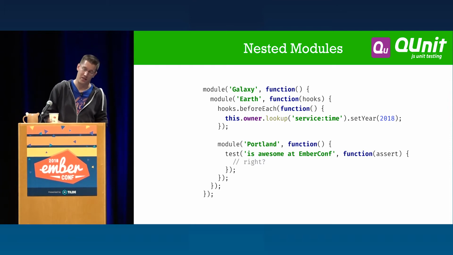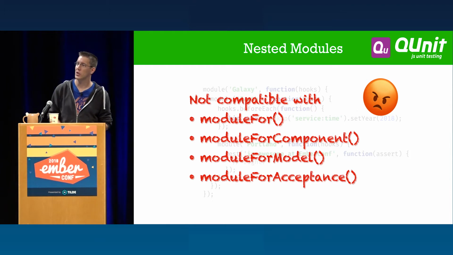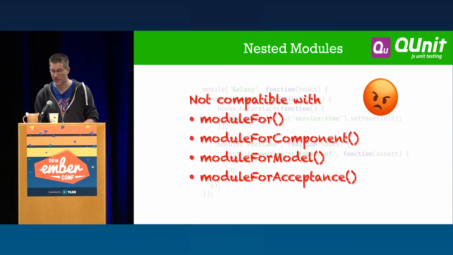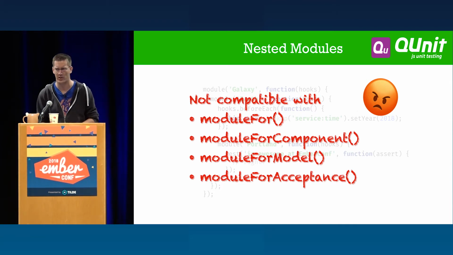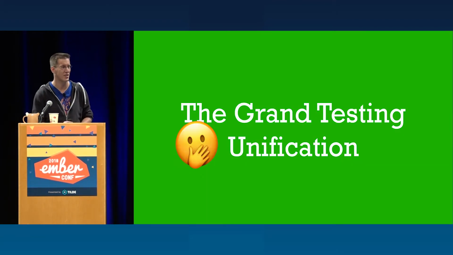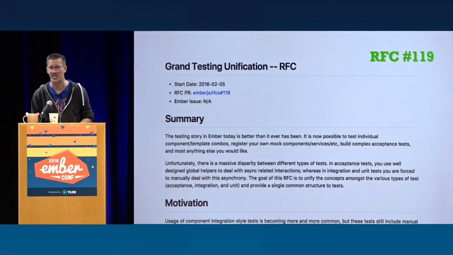There is another caveat, though. This does not work with our current APIs. So we usually use module for component, module for model, module for acceptance in Ember tests, but those don't allow us to nest that, which I'm not a fan of. So we took a stab at solving that, and Rob came up with an RFC about, I think, 2 years ago called the Grand Testing Unification. It's been around some time, and it was RFC 119.